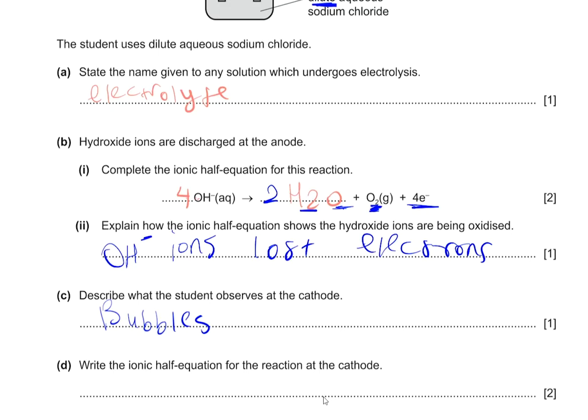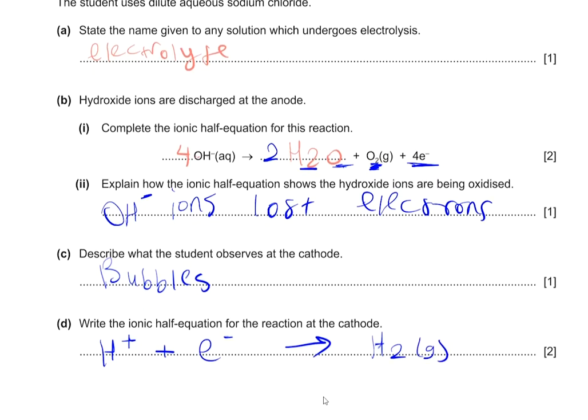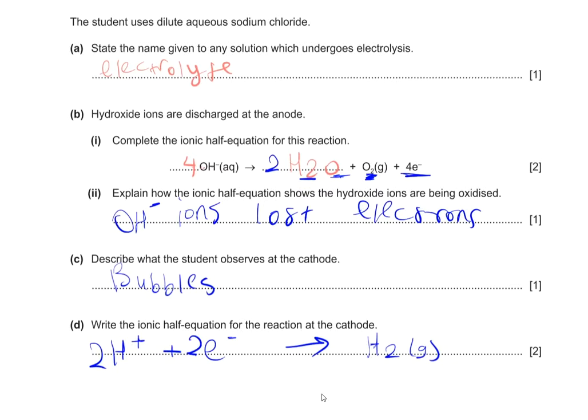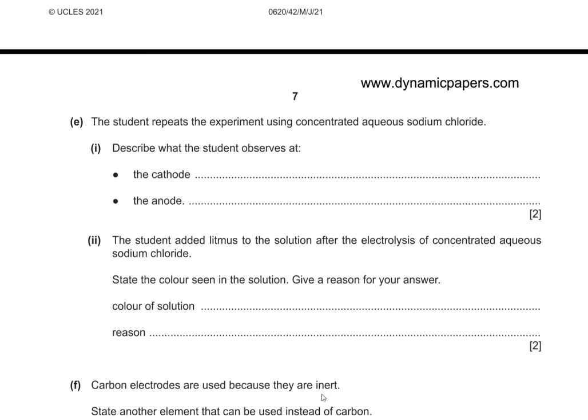Now write the ionic half equation for the reaction at the cathode. So we have H+ gaining an electron to form H2 gas, because hydrogen gas exists only as a diatomic molecule. This equation is not balanced because over here we have 2 hydrogens and on the other side we have only 1. So we've got to add 2 here and 2 to the electrons, and then our equation is balanced.